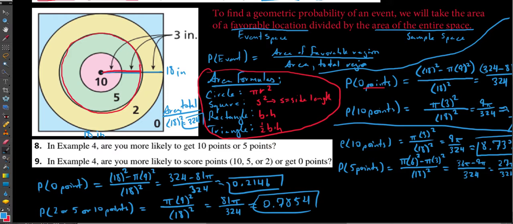So when it comes to finding geometric probabilities, they really are just theoretical probabilities. We assume that any space is equally likely to be hit, and if that's the case, then we want to know how likely is it we hit an individual space. We'll just find the area of that favorable space divided by the total area, or our event space over our sample space there.